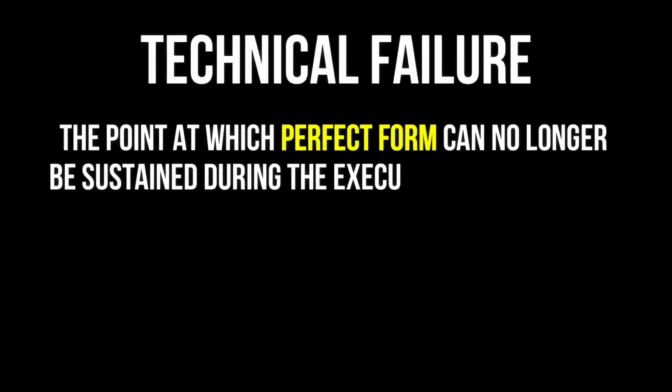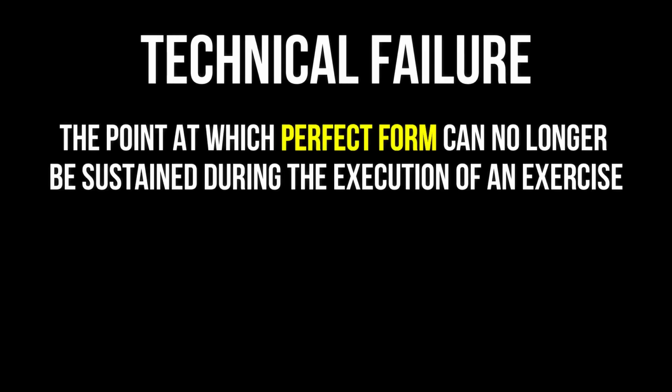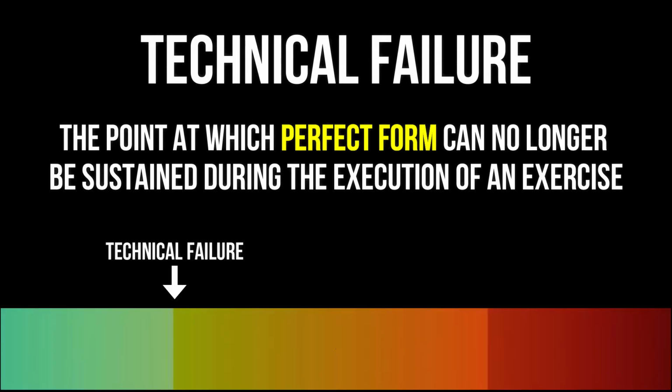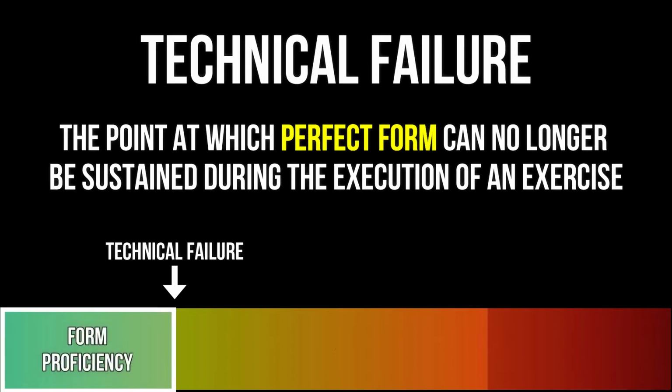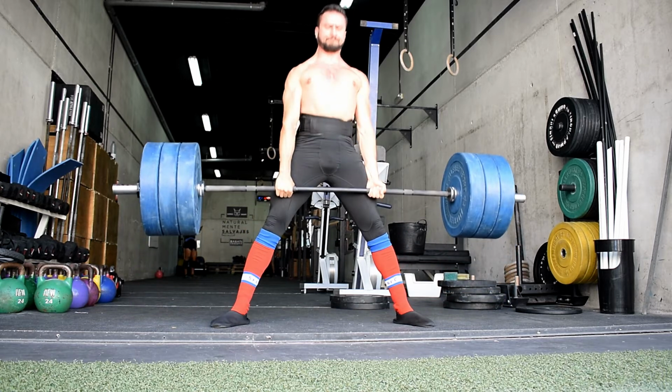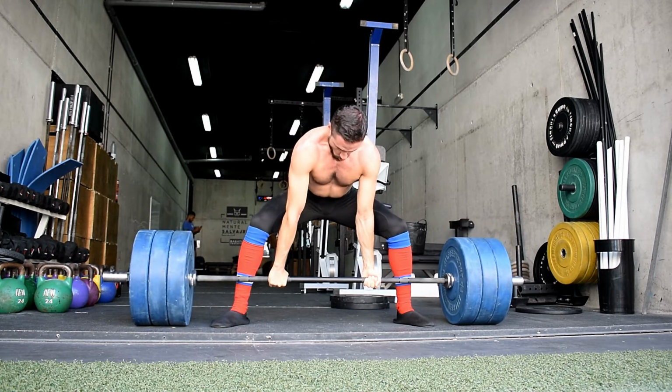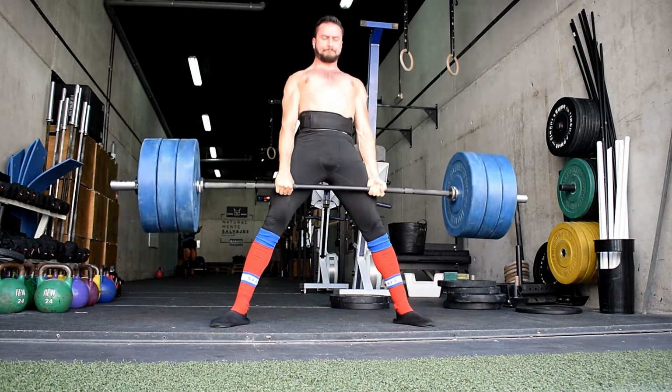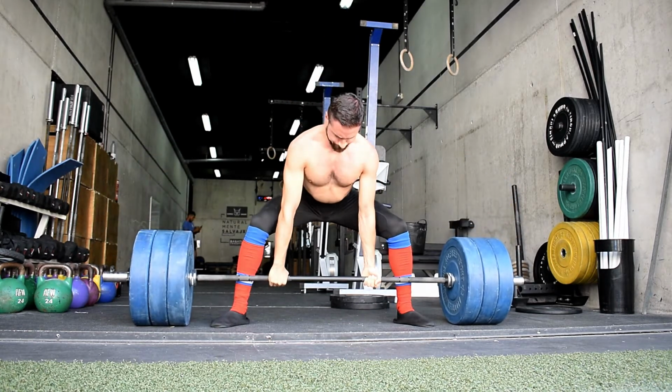Alright, let's do it. Technical failure. This term refers to the point whereby the technique of a specific movement worsens. The work accumulated before the point of technical failure is typically performed with the goal of maximizing form proficiency in a specific movement pattern. The athlete is not taken to a maximum level of effort, but only to the point where he or she can maintain perfect execution in a given exercise.